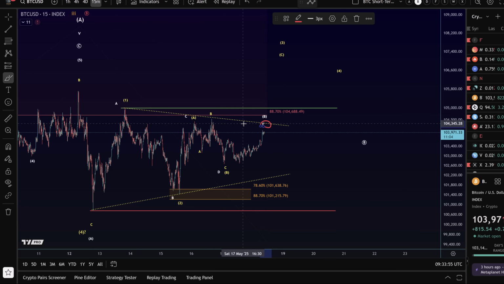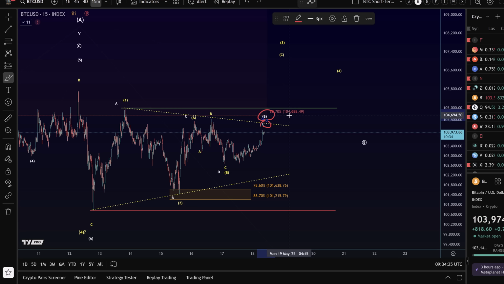This is, by the way, the 15-minute chart. And then there is another resistance level, Fibonacci resistance. It's the 88.7 Fib resistance, close to the May swing high. And that level is located at 104,688. Above that level, we've got the $105,000 level, which is the swing high from Tuesday this week. So these are the three next levels here on the smaller time frame to watch.